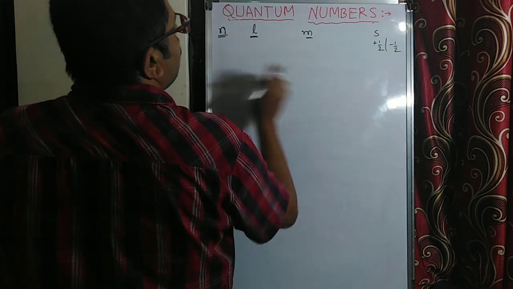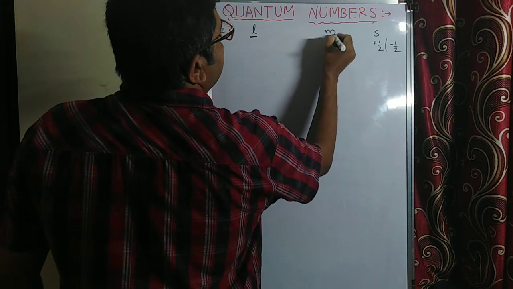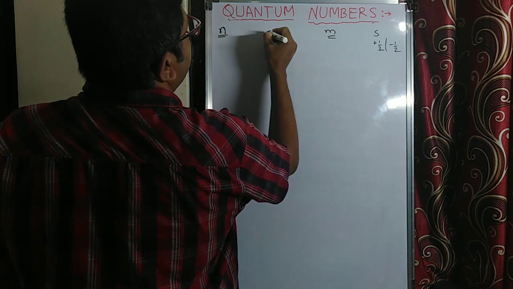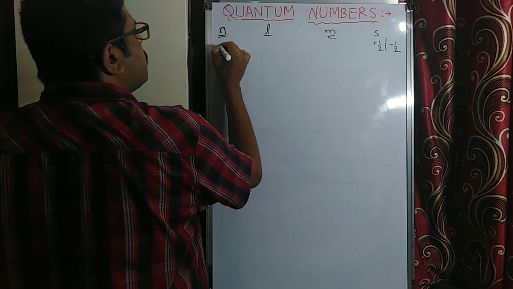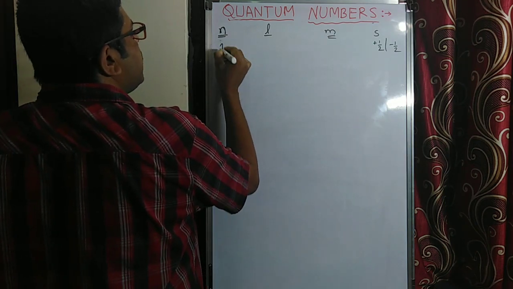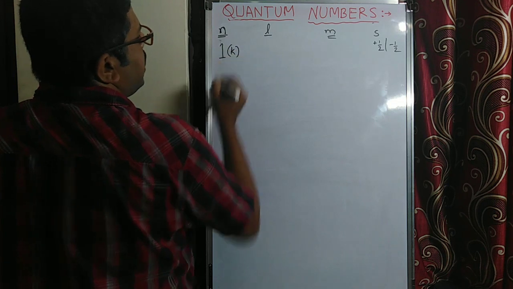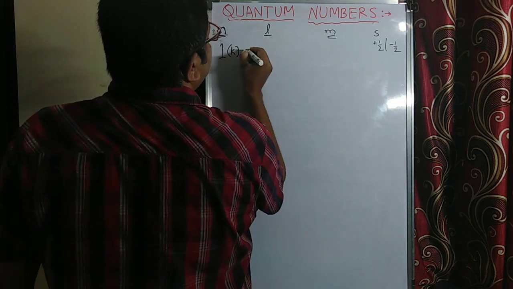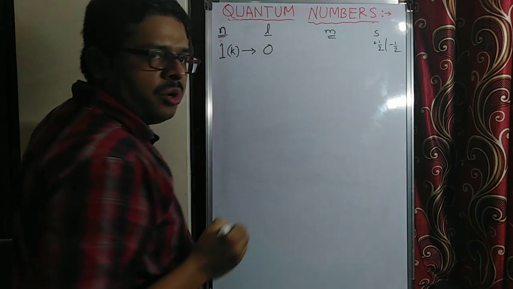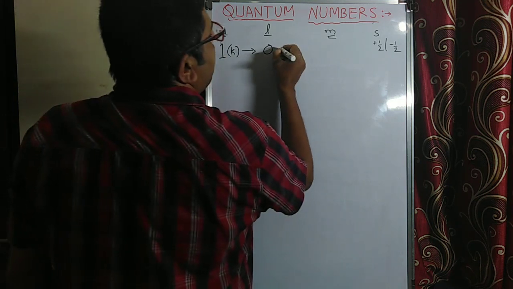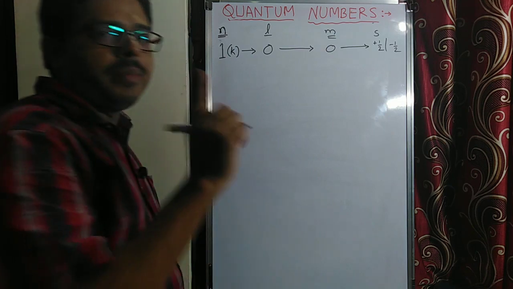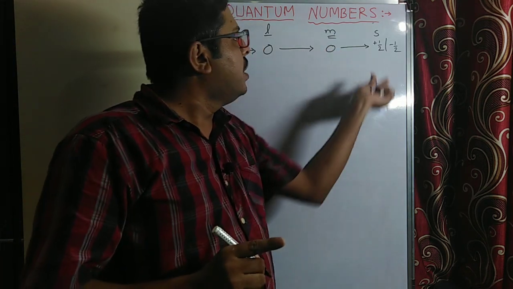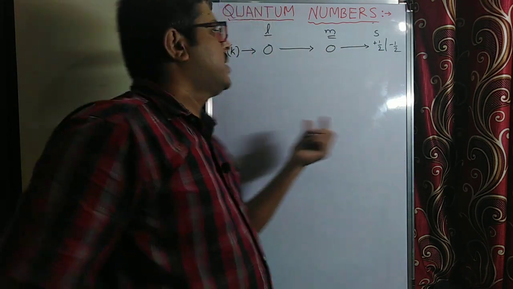I will consider M on this side and L here. Now we will start from N equal to 1. N equal to 1 is which shell? K shell, correct? N equal to 1 means L is equal to 0, and M is also equal to 0. So M is 0, one orbital. 2 electrons are possible: one with plus half, another with minus half. Very good.